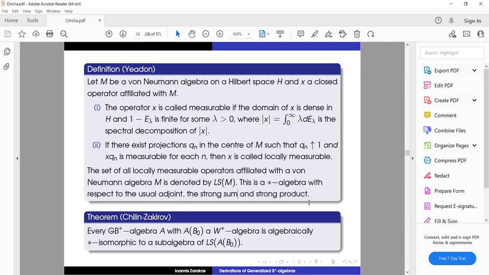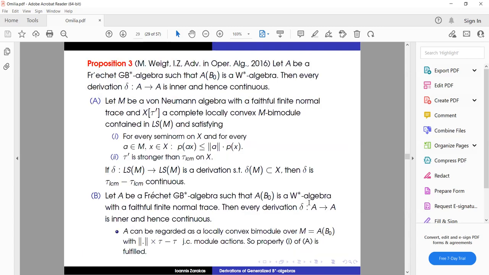So Chilin and Zakirov cleared the ground and told us that if you think of a GB-star algebra with AB naught a W-star algebra, then you are a star subalgebra of LS of AB naught. So to obtain results about derivations, when we are in the setting that our AB naught is a W-star algebra, we may have an advantage. In which sense? Just describing the proposition here, coming from another paper. This is proposition 3.